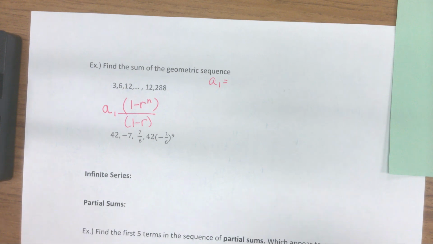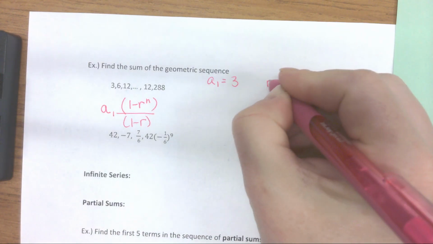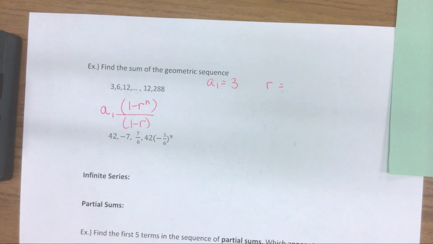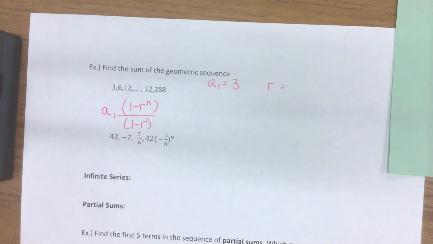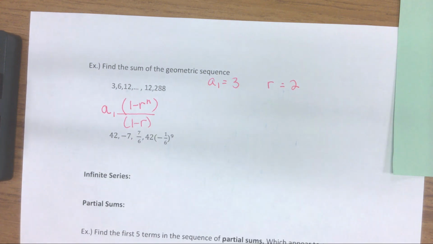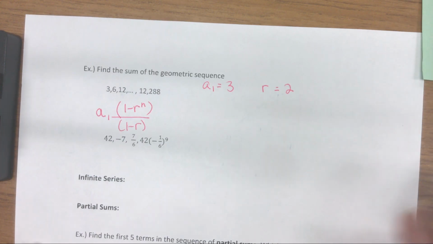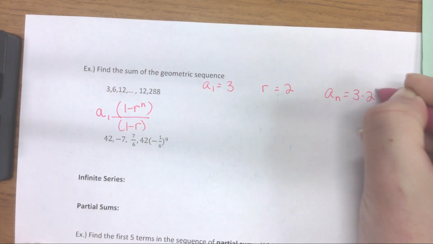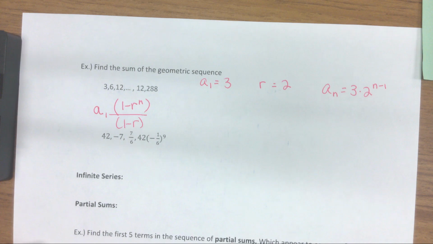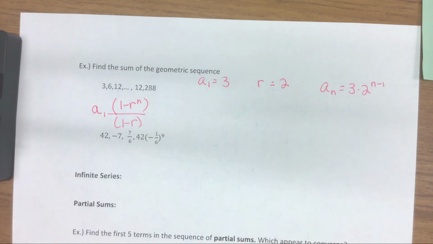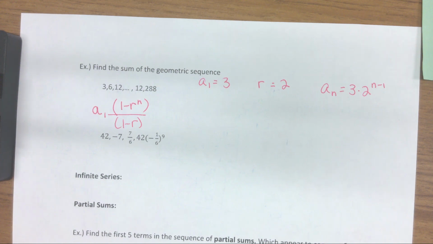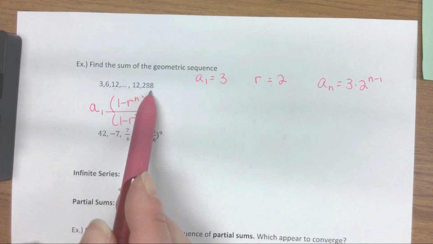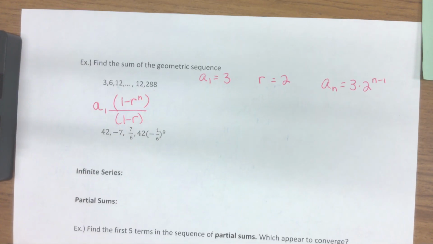Three? What's r? 2? Okay. This has an explicit formula of a sub n equals 3 times 2 to the n minus 1. That was for what the explicit formula for geometric is. Now at this point, if you wanted to, you could use guess and check to figure out what 12,288 is if you wanted to. I'll show you the mathematical way because I'm the math teacher.